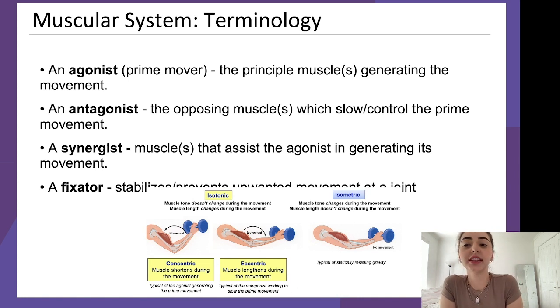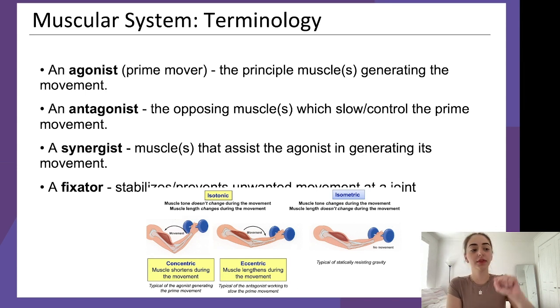So, there are different categories of muscles, okay? An agonist, antagonist, synergist, and a fixator. An agonist is considered a prime mover. Why? Because it's the principal muscle or muscles generating the movement. An antagonist is the opposing muscles which slow or control the prime movement.